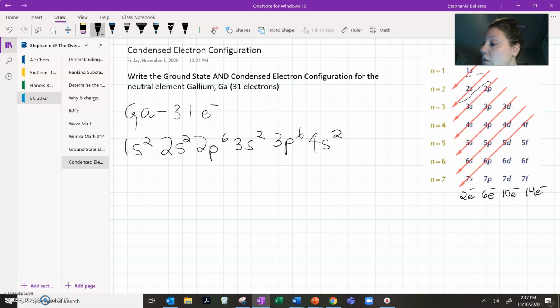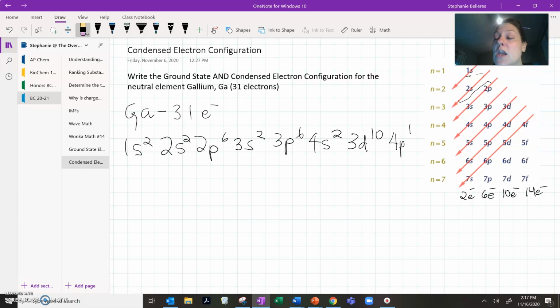Then I'm going to go to the 3d, and remember those d's can have 10. 3d10. Now I have 10, 12, 18, 20, 30, and I only need one more. After the 3d comes this 4p. Look at this weird thing right there, it goes a little bit out of order, and that's the thing with those transition metals. So I'm going to have this 4p, and remember, I can put 6 in there, but gallium only has 1 in that orbital, since it only has 31 electrons. It can hold 6, but there's only 1 in there. And that is the ground state electron configuration for gallium.